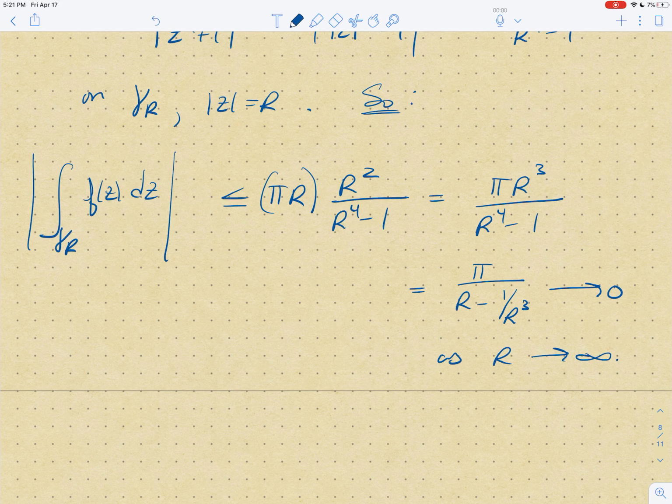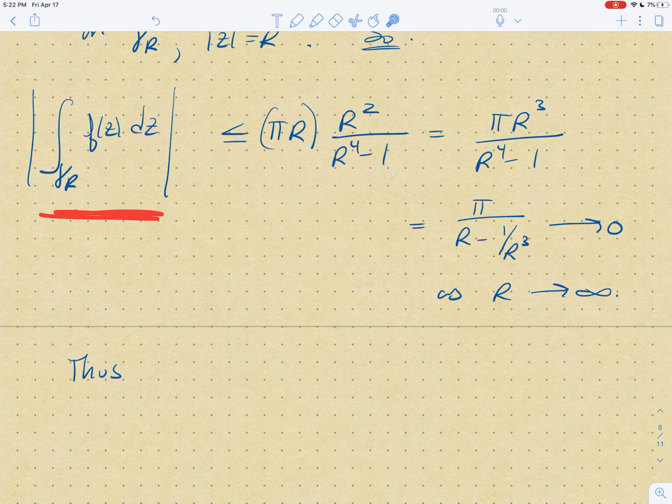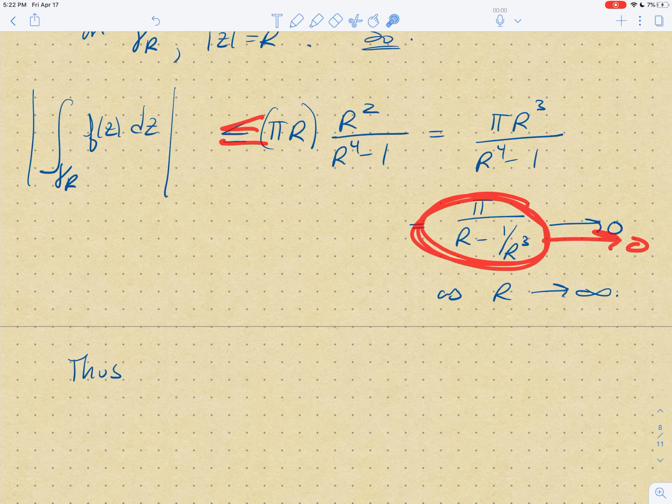We've done what we set out to do. So we're actually almost done. So we can say, okay, so thus, think about it. If the modulus of this thing is going to 0, if it's on its way to 0 as r goes to infinity, right, it's less than or equal to this expression, and this expression is going to 0.